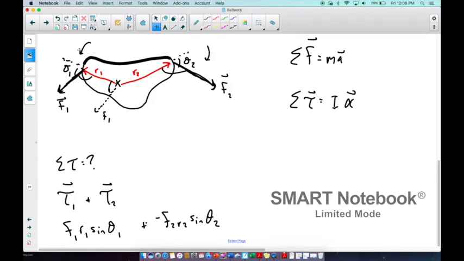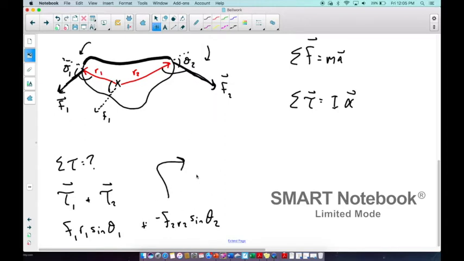So thinking about this over here, when I use the right-hand rule, for torque 1, my thumb is pointing out of the page towards me. That's a positive torque. For torque 2, my thumb is pointing into the screen away from me. That's a negative torque. So you have got to pause and think about direction, and it's not going to be immediately clear to you what's going to be positive, what's going to be negative.